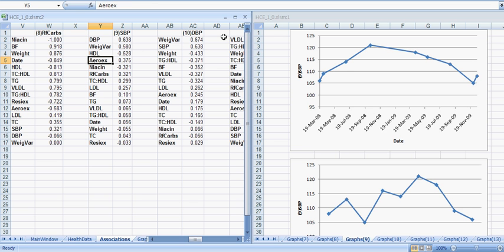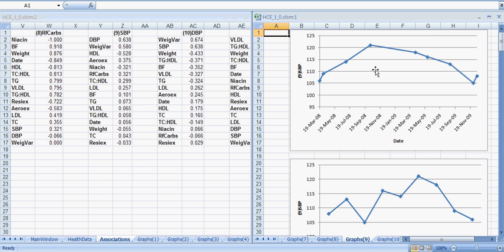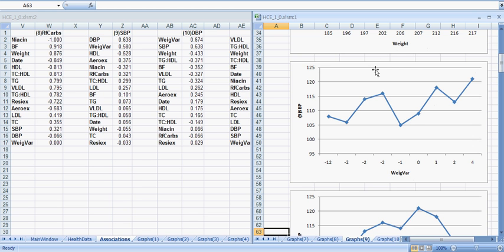And then all other variables have low associations with systolic blood pressure. All other possible causes, plausible causes, like aerobic exercise, niacin intake, refined carbs. If I look at the graphs for systolic blood pressure, I really can't find anything that seems to be strongly associated with systolic blood pressure. Weight variation again comes up here as somewhat strong, but then when we look at the graph, it's all over the place. So what's going on here?